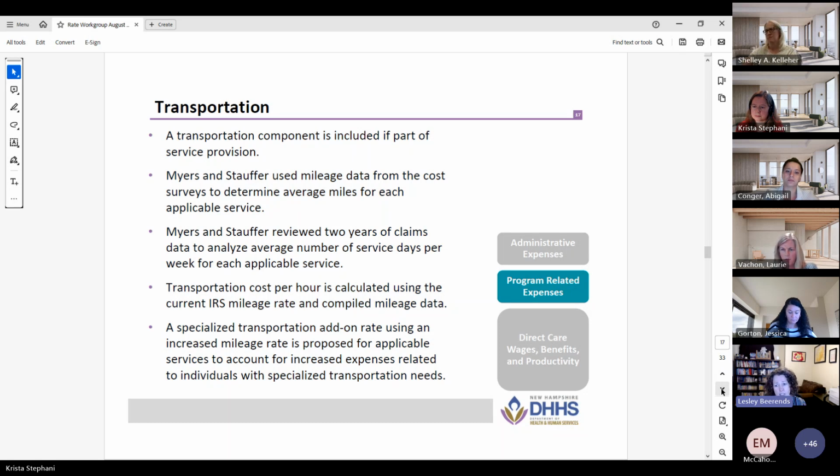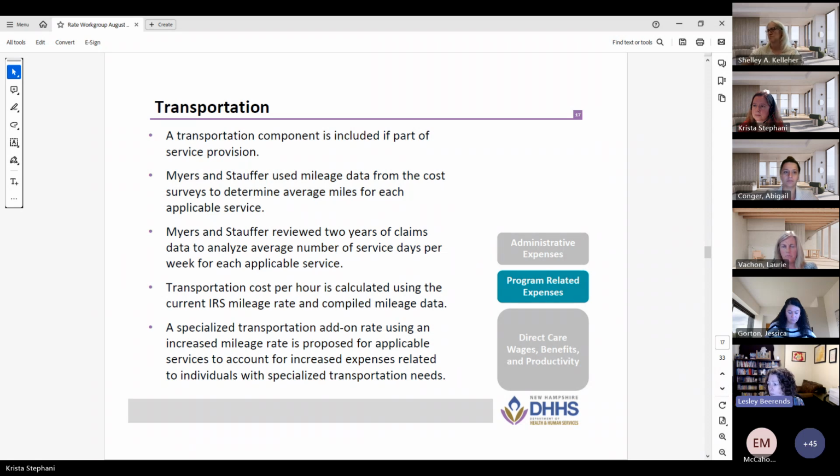And we took all of that information together. The cost per hour is calculated using the current IRS mileage rate. So we use that mileage data that we compiled and take the IRS mileage rate to calculate that cost per hour part of the methodology. We also wanted to note that there is a specialized transportation add-on rate that has been calculated that uses an increased mileage rate, and it's being proposed for applicable services to account for increased expenses related to individuals that have specialized transportation needs.